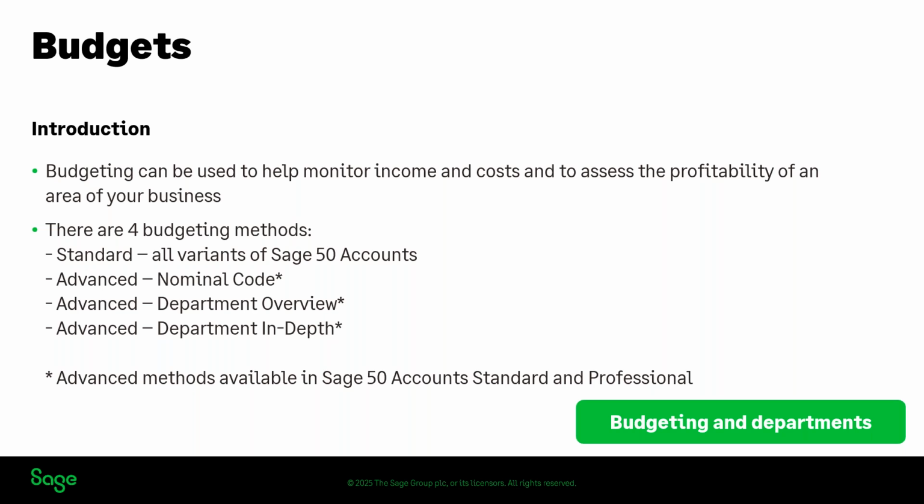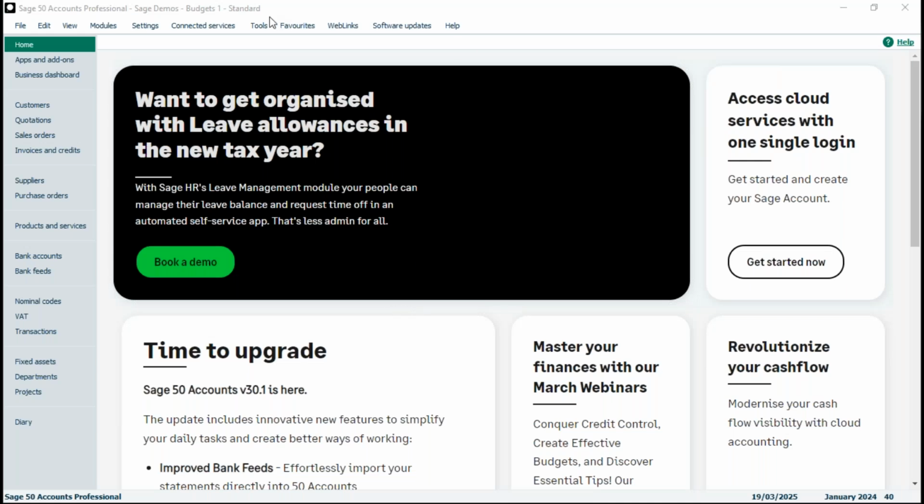Now, if you're thinking, I'm not sure what level of software I'm on, how would I know? The easiest method, if I just quickly share my screen for a second: I'm using version 29 today, and it tells you on the very top title bar, it says Sage 50 Accounts. In my case, I'm using Professional, but yours may say Essentials or Standard. So the distinction on budgeting is if you're on Essentials, you have standard only, but any other level, you have standard and the advanced options.